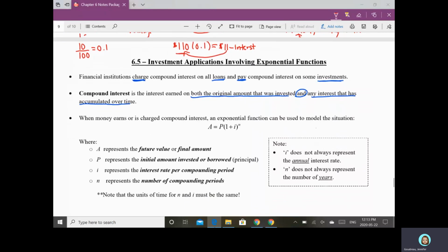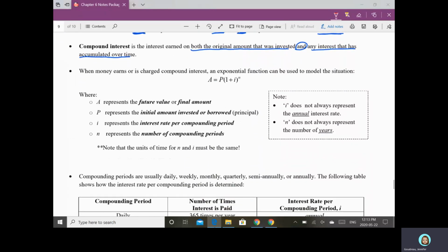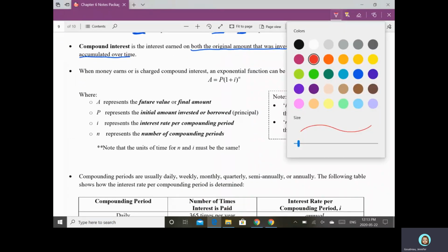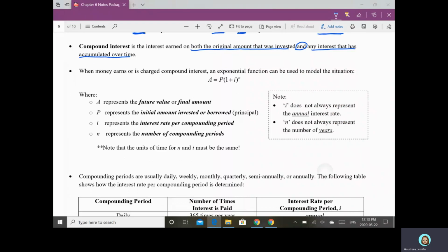We have a formula that is specific to compound interest, and that is below. A equals P times (1 plus i) to the n. You can see right away that because that n is in the exponent, this is an exponential function, and that is why we talk about compound interest in Chapter 6. Let's break down what the different parts of this formula are.